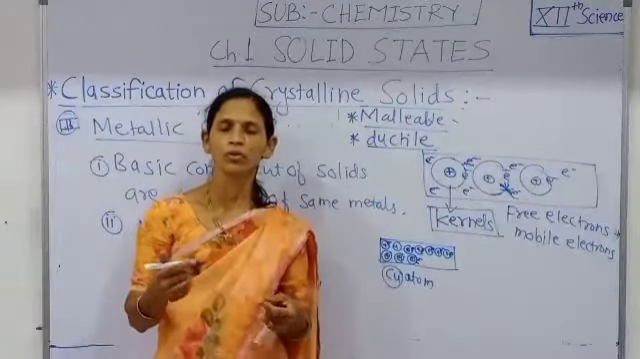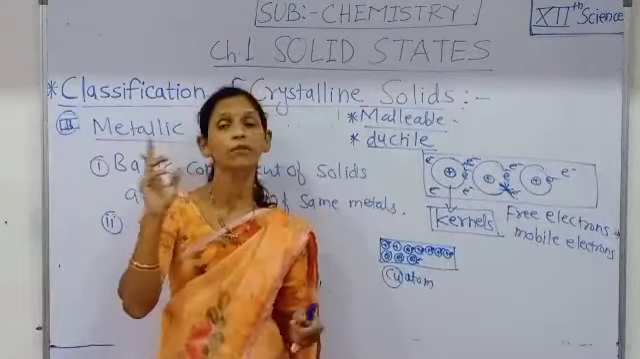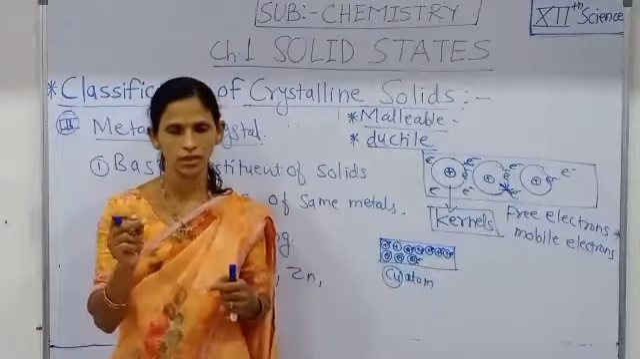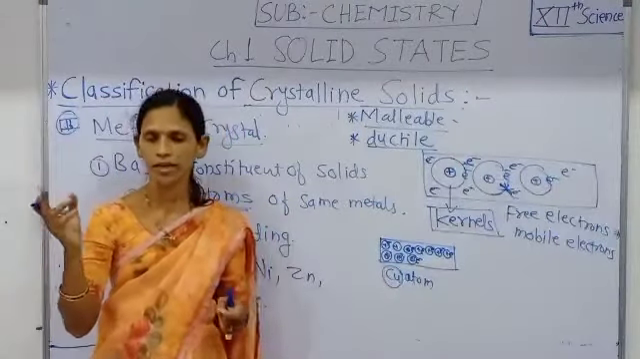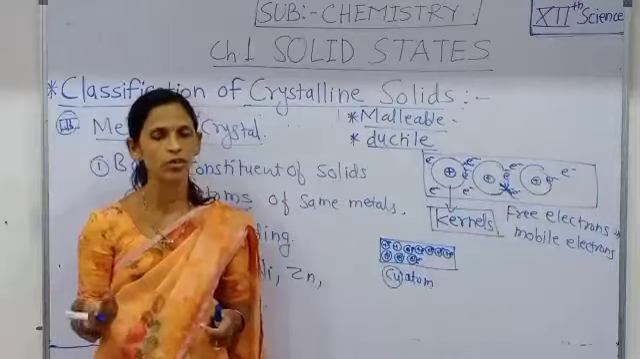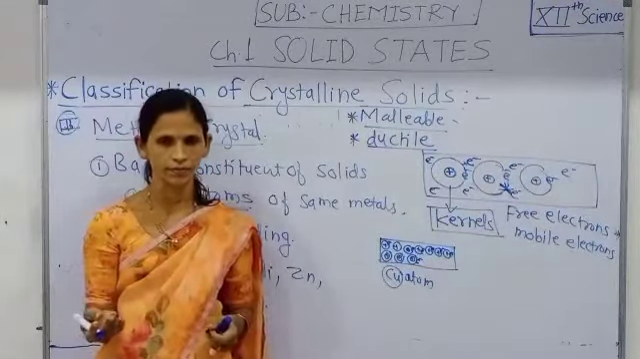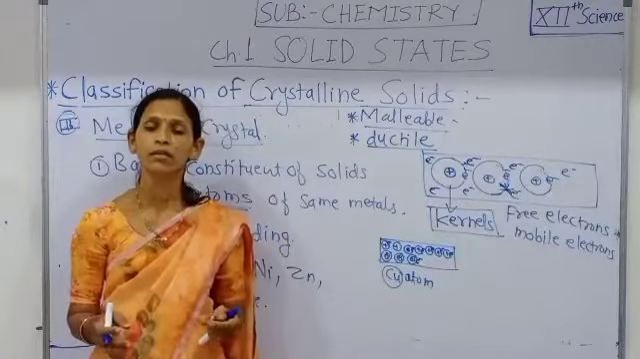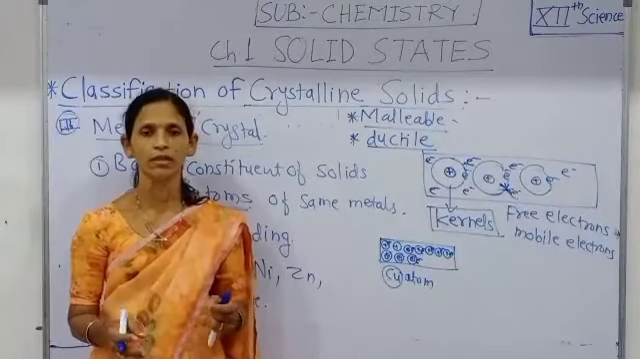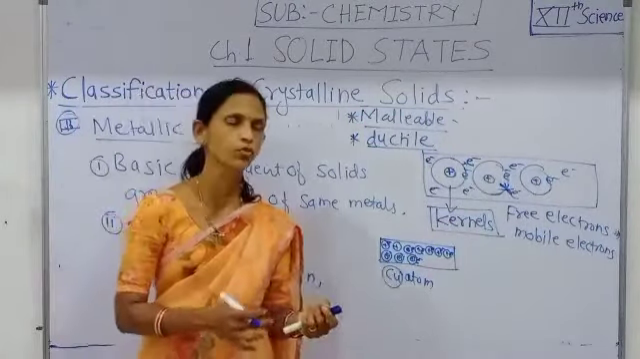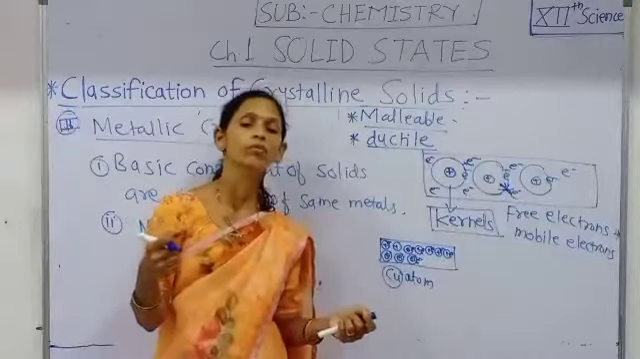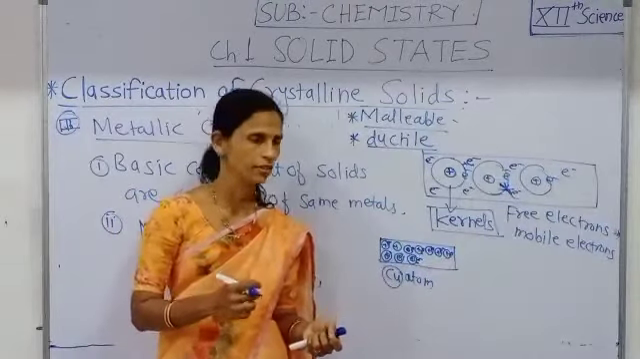All of you are aware that different types of wires are there. Electrical wires are made up of copper or zinc, or different types of alloys, and that is the property of metals, ductility, which means wires can be drawn from those metals.